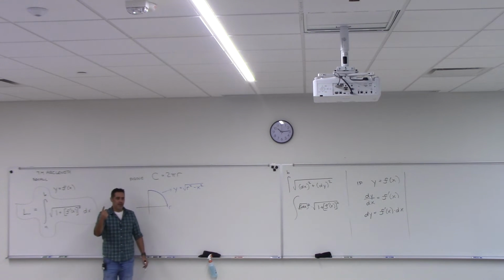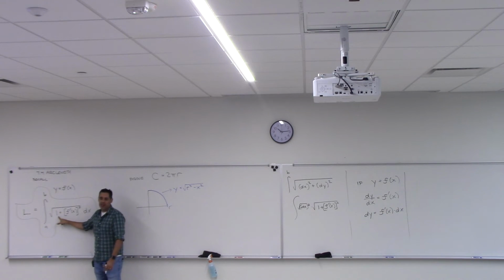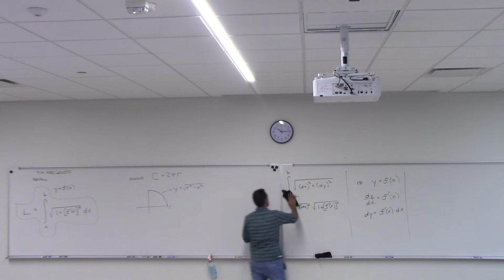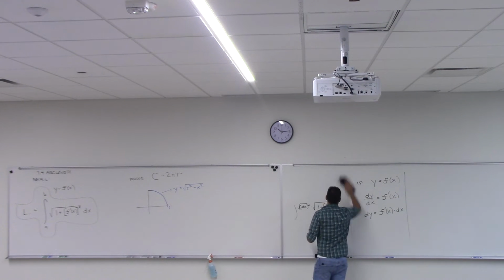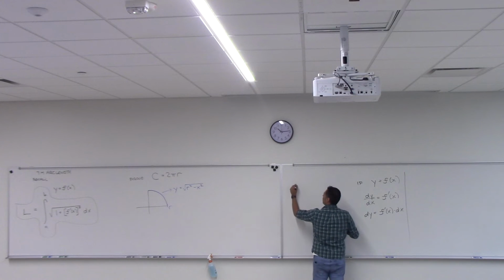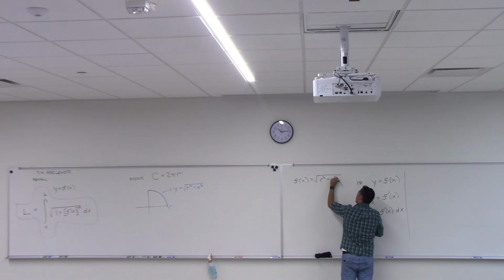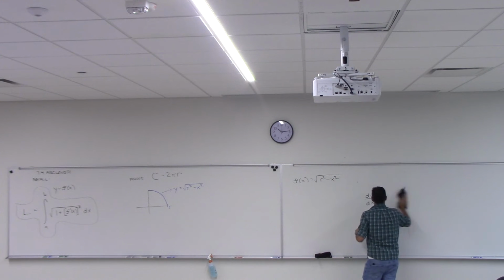So I need the derivative. I need to square the derivative. I need to add 1 to it, and I need to take the square root, right? That's what I need. So let's do some scratch work here. What is the derivative of that function? So what if we're saying f of x is the original curve, the square root of r squared minus x squared. What is the derivative of that?